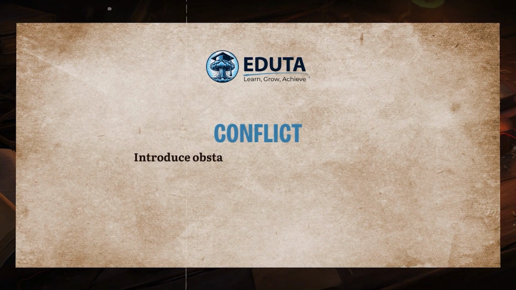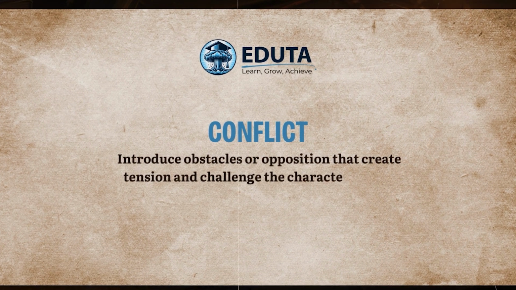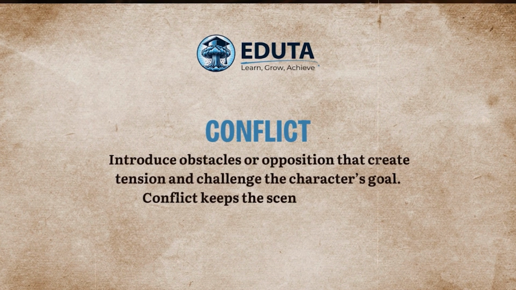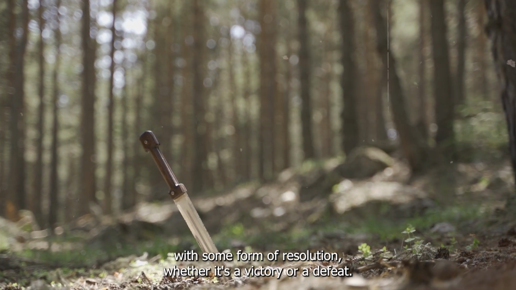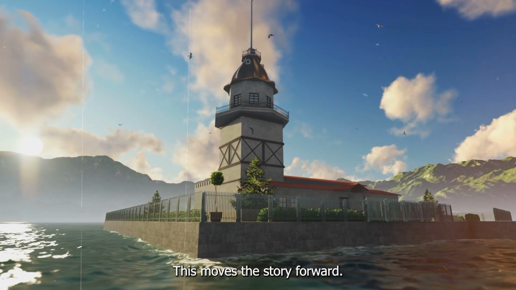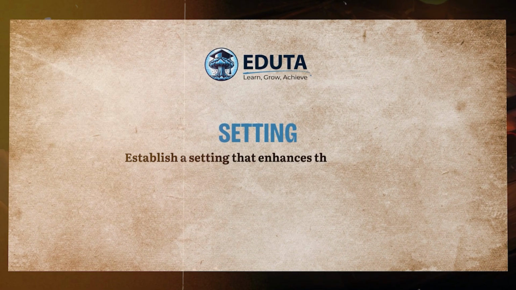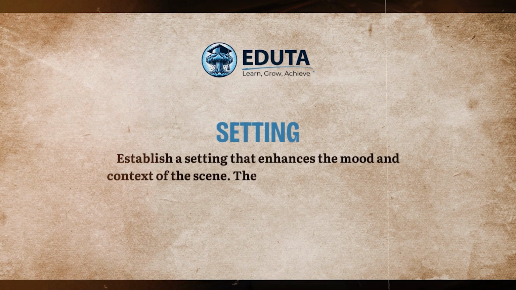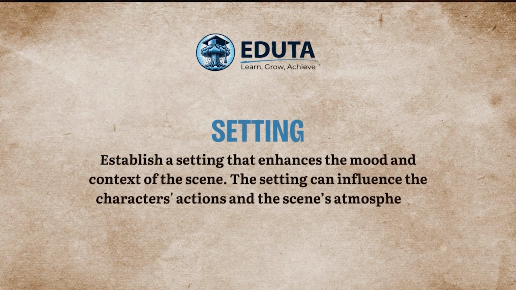Conflict. Introduce obstacles or opposition that create tension and challenge the character's goal. Conflict keeps the scene engaging. Resolution. The scene should end with some form of resolution, whether it's a victory or a defeat. This moves the story forward. Setting. Establish a setting that enhances the mood and context of the scene. The setting can influence the character's actions and the scene's atmosphere.